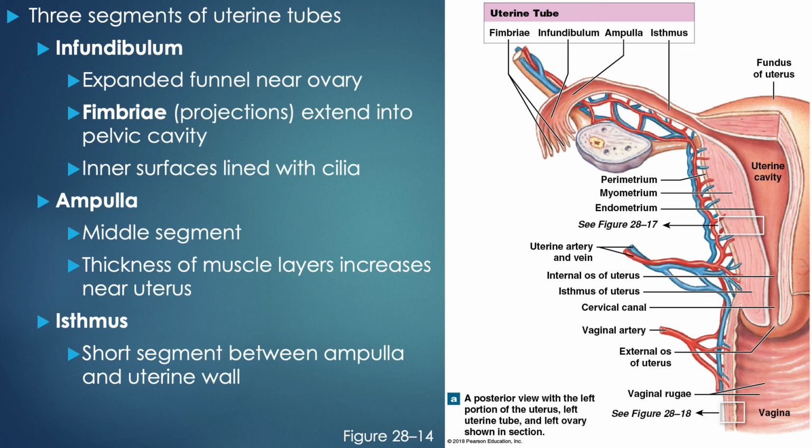The ampulla is the middle segment of the uterine tube, and its thickness is going to increase as we get closer to the uterus. And then the isthmus is going to be that little short segment that's right in between the ampulla and the uterine wall where the two meet.